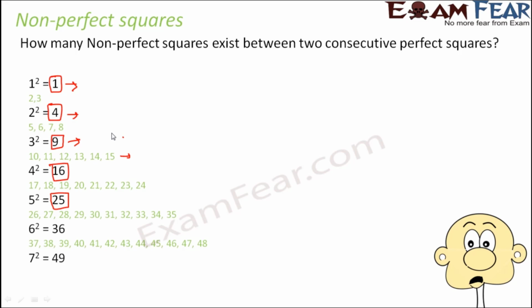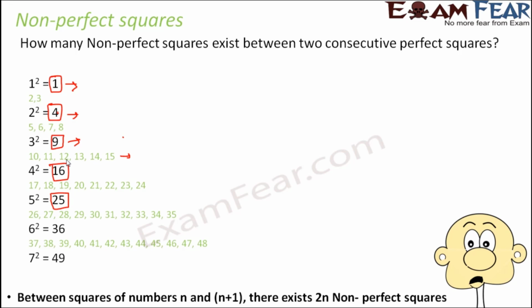Now, do you think that a fixed number of non-perfect squares exist between two consecutive perfect squares? Two consecutive perfect squares could be 1 and 4, 4 and 9, 9 and 16. How many non-perfect squares exist between them? From this observation, you would see that between the squares of numbers n and n plus 1, that is, 2 consecutive perfect squares, there exist 2n non-perfect squares.